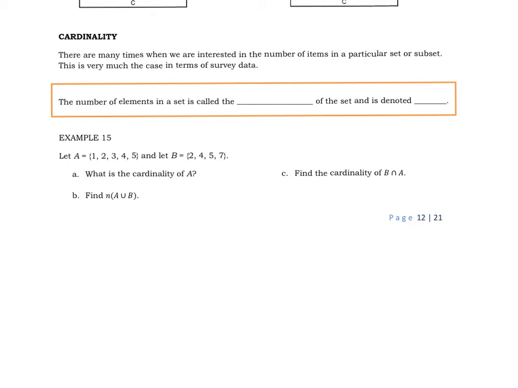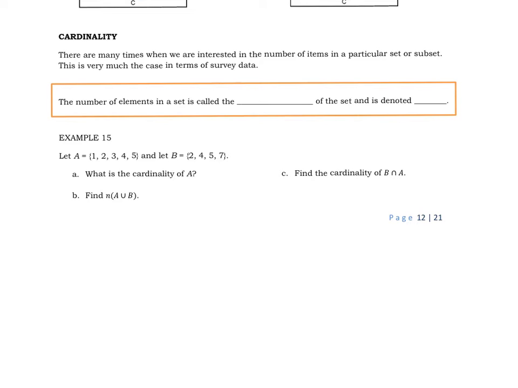Sets cardinality. There are many times when we are interested in the number of items in a particular set or subset. This is very much the case in terms of survey data. And in the next few problems, in the couple of pages past this, we're going to be talking about survey data.